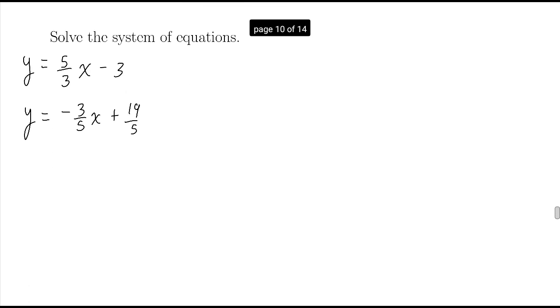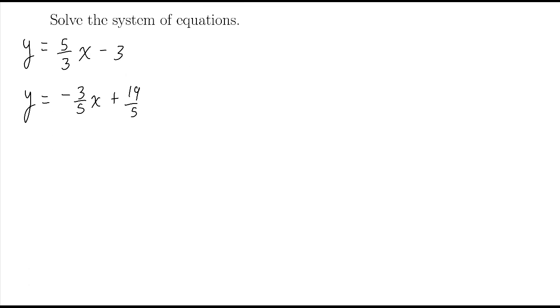Now to solve the system here, I need to recognize the fact that I'm looking for a point, in other words, a common x and y value. So if we're assuming that they're sharing a y value, then we can just set the two equations equal to each other and go from there. If I set the two equations equal to each other, I have one equation with a single variable, x, that I'm looking for.